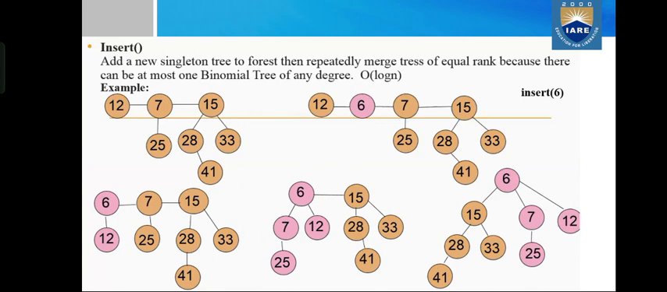We know that in a binomial forest no two binomial trees exist with the same rank, so we can merge 12 and 6. As 6 is less than 12, 12 becomes a child of 6. Here again 6, 12 and 7, 25 are of the same order 2. Then the merging process takes place again and 7 becomes a child of 6. Then 6, 7, 12, 25 and 15, 28, 13, 41 are of the same order. Again the merging process takes place and the branch 15 becomes a child branch of 6.